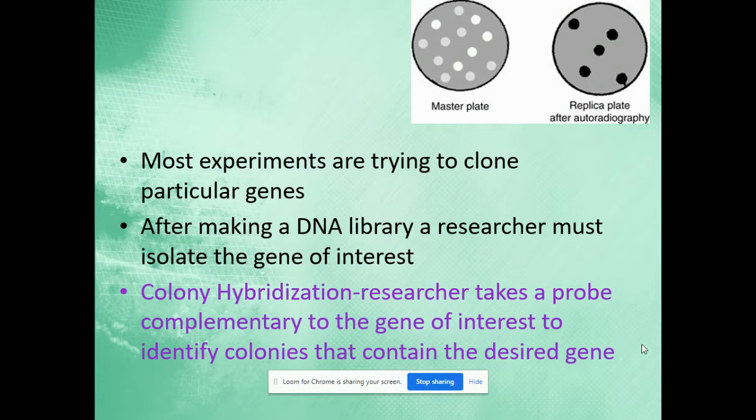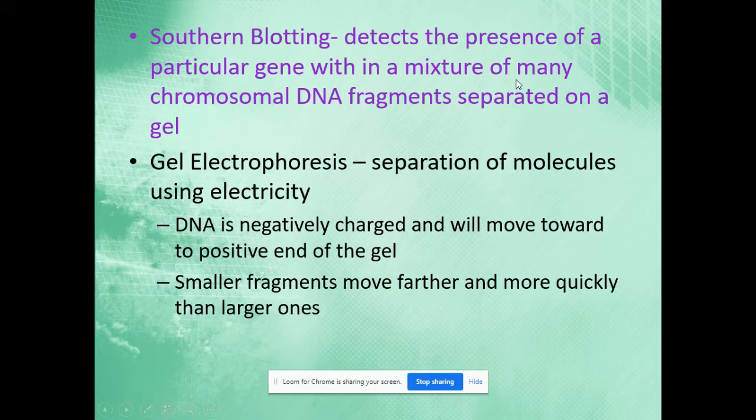Most experiments are trying to clone particular genes. After making a DNA library, a researcher must isolate the gene of interest, and this is known as colony hybridization. This is where a researcher takes a probe complementary to the gene of interest to identify colonies that contain the desired gene. So here we have a master plate. This is all of the genes that they took out. And after they did the hybridization, they selected just the genes that they were looking for and got rid of the rest.